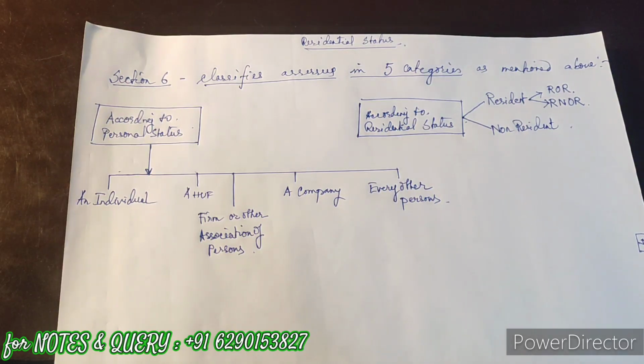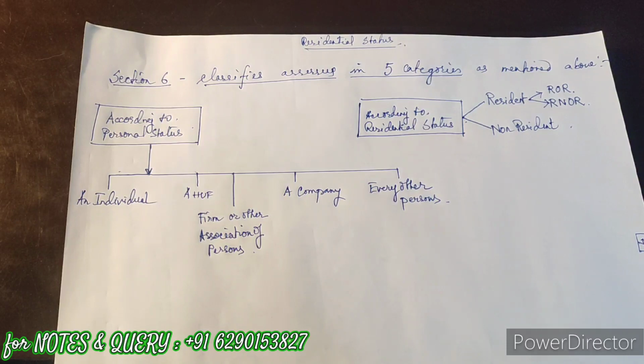According to the personal status, there are how many categories? 1, 2, 3, 4, 5 categories. And what are they? According to the personal status, the first category is an individual. The second is a Hindu undivided family. The third is a firm or any other association of persons. The fourth is a company and the fifth is every other person.